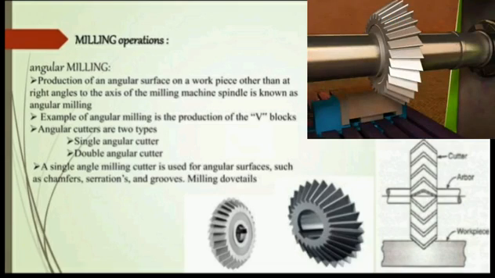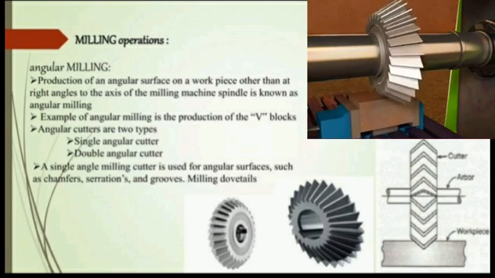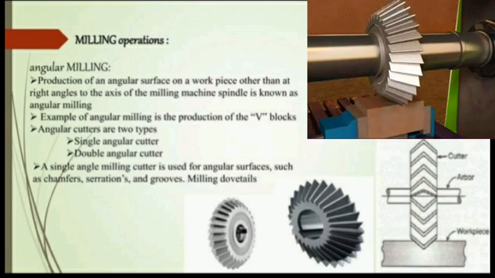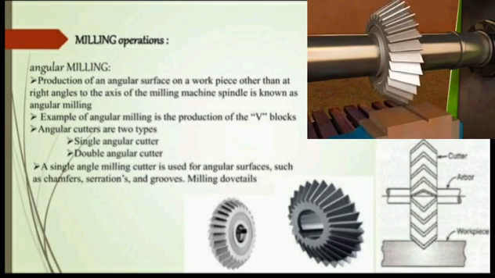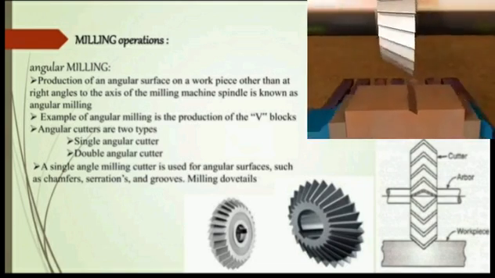Operation 3. Angular milling. It is the milling operation that involves production of an angular surface on a workpiece other than at right angles to the axis of the rotating machine spindle. An example of angular milling is production of V-blocks. Angular cutters are of two types: 1. Single angular cutter. 2. Double angular cutter. A single angle milling cutter is used for angular surfaces such as chamfers, serrations, and grooves. It's all illustrated with the following diagrams here.